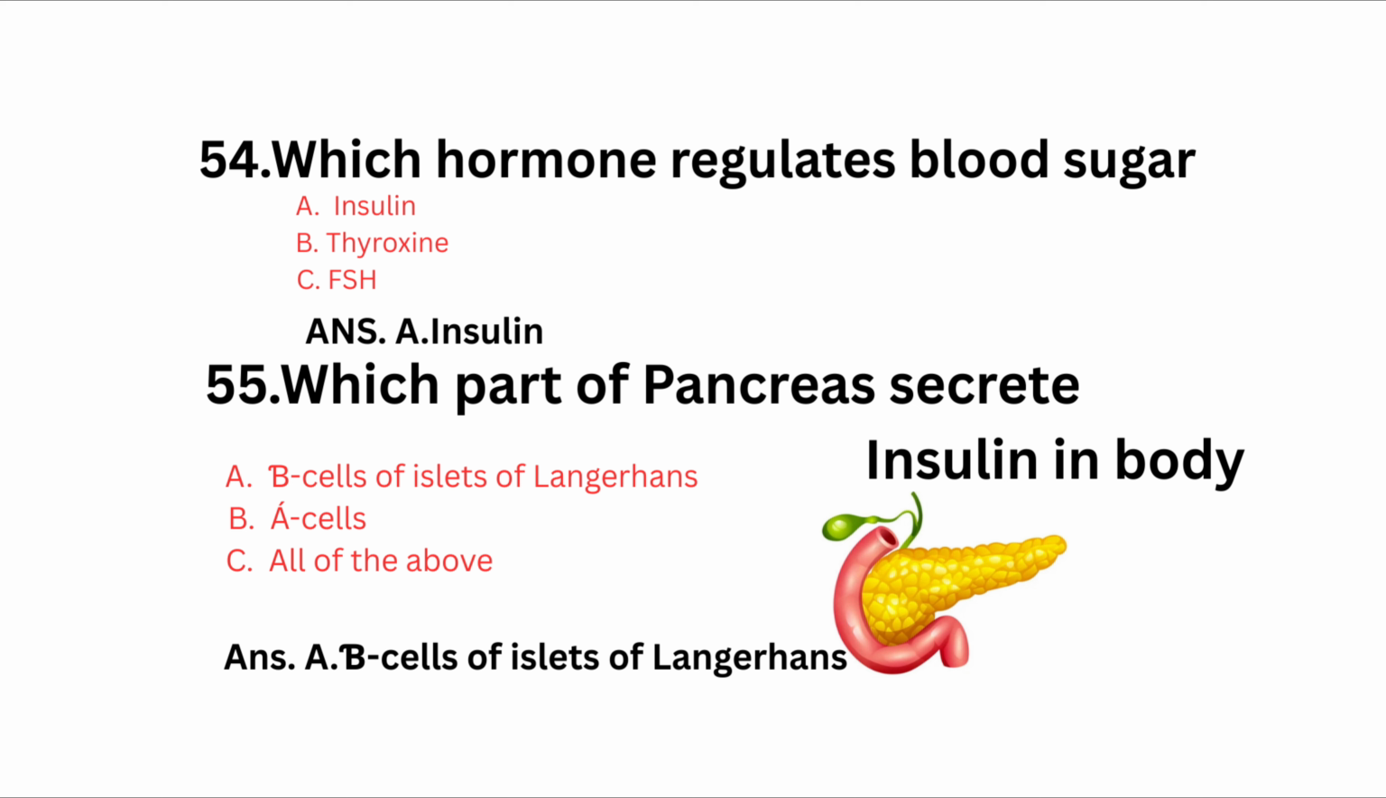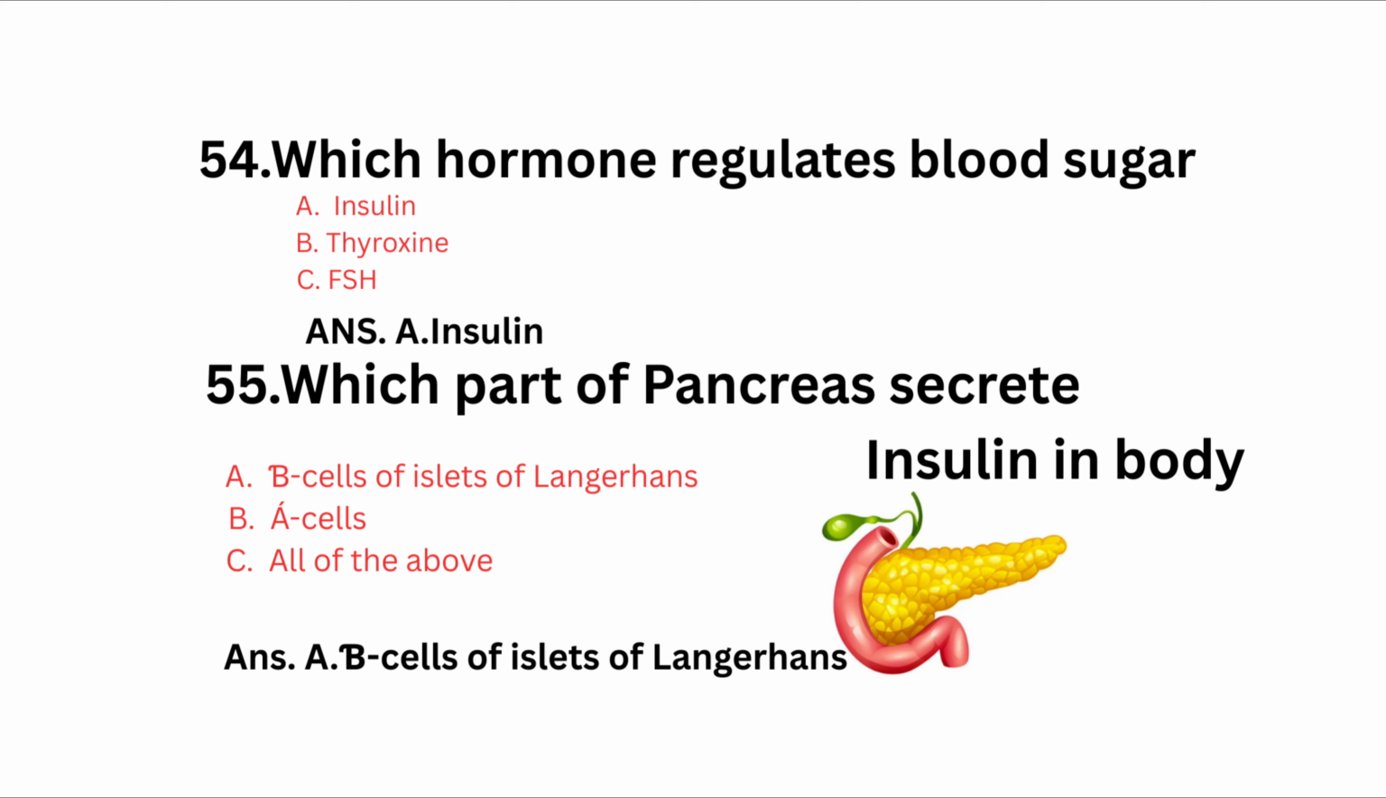A. Insulin. B. Thyroxine. C. FSH. The answer is insulin. Easy. 55. Which part of the pancreas secretes insulin in the body? A. Beta cells of islets of Langerhans. B. Alpha cells. C. All of the above. Answer A. Beta cells of the islets of Langerhans.